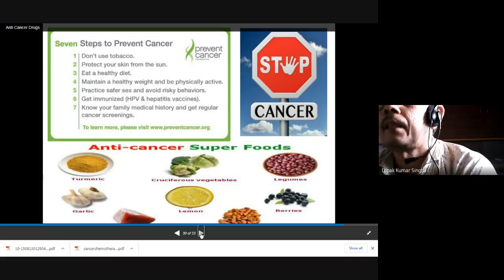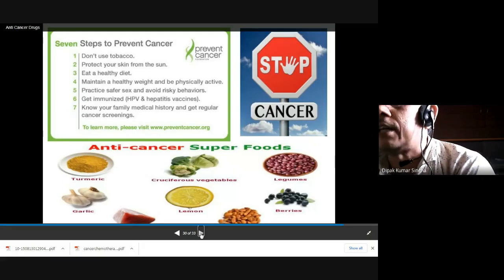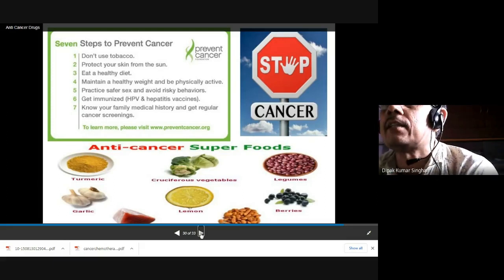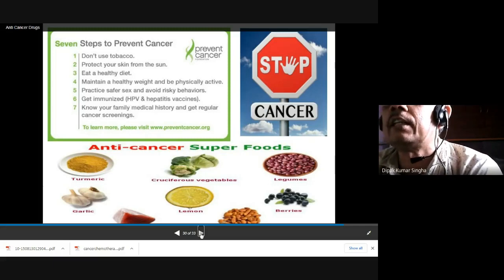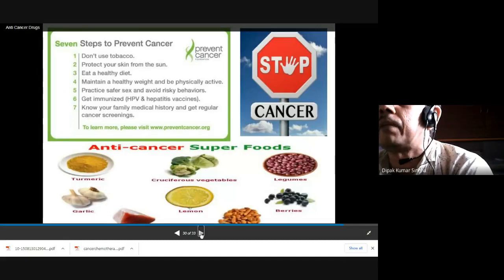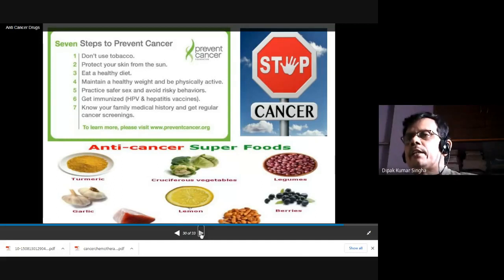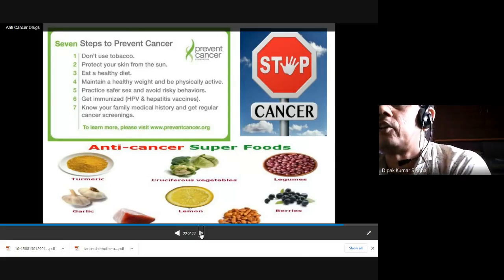Number 5, practice safer sex and avoid the risky behaviors, which is in advanced countries, basically America, because as I said the first day, cancer is a disease of civilization. So practice safer sex and avoid risky behavior. This is also in your lifestyle. Generally in advanced countries, they suffer a greater number of cancers than poor or developing countries due to their lifestyle or their civilization. So that's why it is called the disease of civilization.